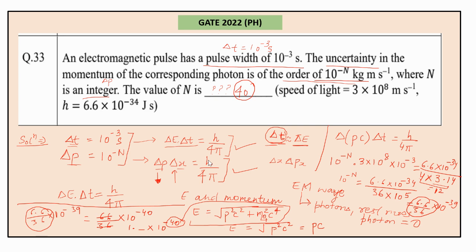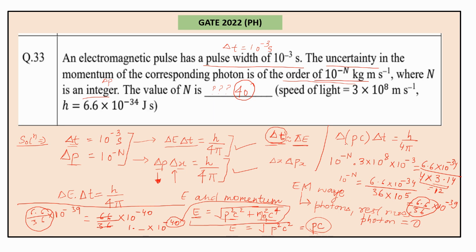Now coming back to the question, we are asked to find the integer value n. So use this uncertainty formula, delta E into delta t is equal to h upon 4 pi, and replace E by pc. Why pc? Because there is a relationship between energy and momentum, E is equal to under root p square c square plus m naught square c to the power 4. This is total energy, this defines kinetic energy, and this is rest mass energy. For a photon, rest mass is 0, so E is equal to pc.